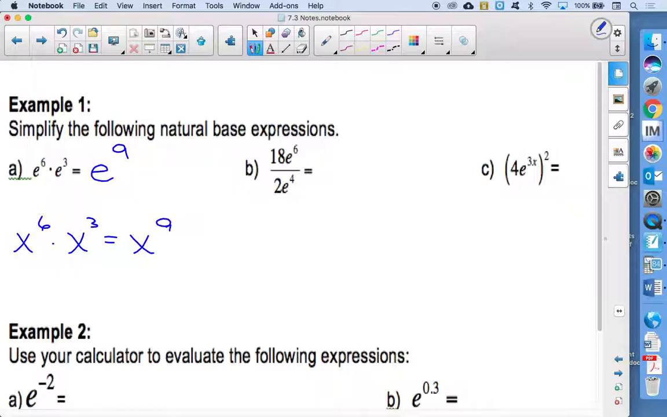So the second one says 18 e to the 6th divided by 2 e to the 4th. So Cooper, that would be 9 e to the 2nd. Good job. Divide your numbers, subtract the exponents.